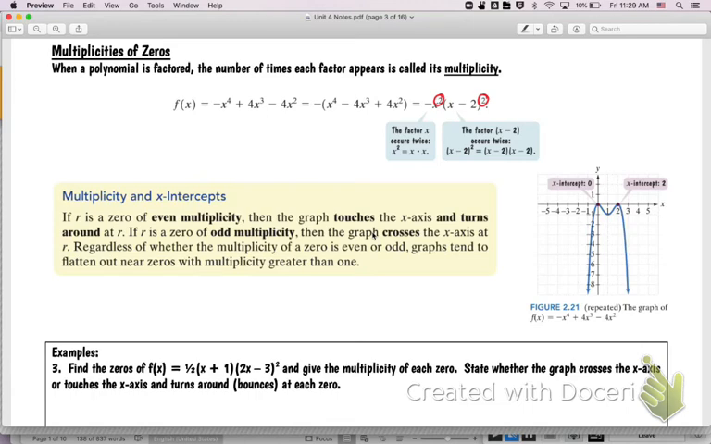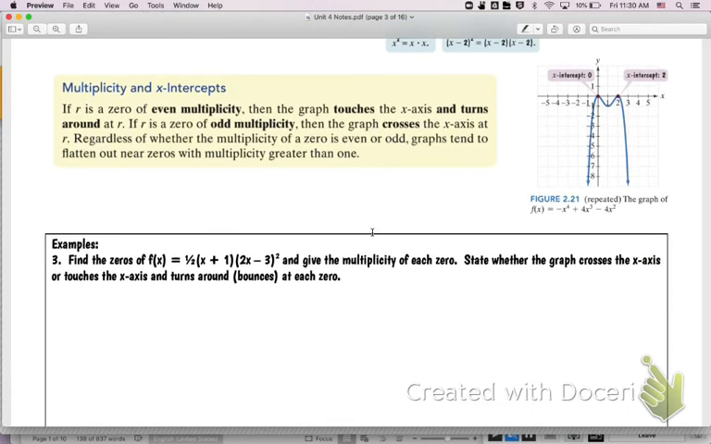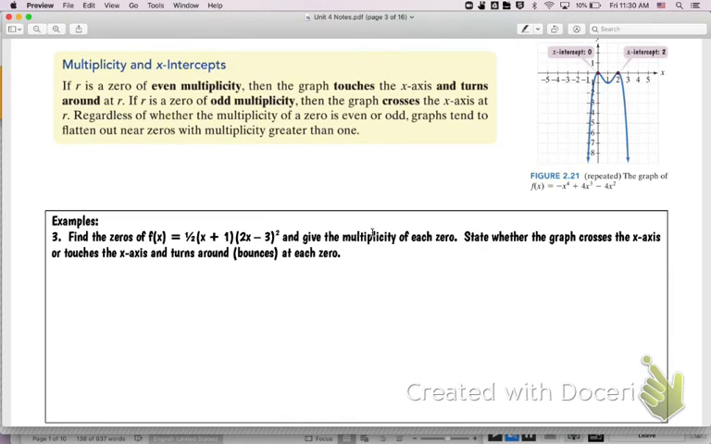So here's what's important that tells us about our x-intercepts. If r is some 0, so one of the solutions, and it comes from a factor with even multiplicity, then the graph touches the x-axis and turns around. I like to call that a bounce. It just bounces off of the x-axis. It touches it for a second, as you can see right here. It comes up and skims it and then bounces off and turns right back around, okay? If it has an odd multiplicity, then the graph is going to cross the x-axis, okay? So all we care about is whether it is even or odd.